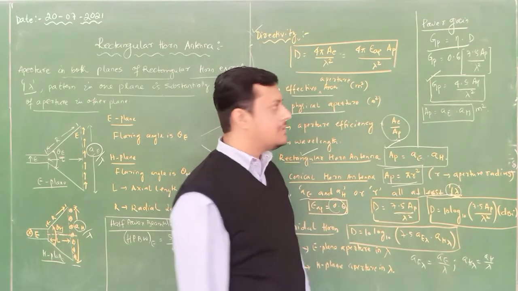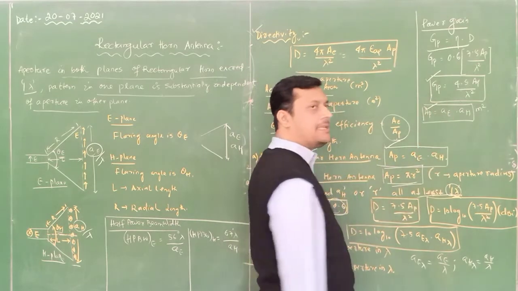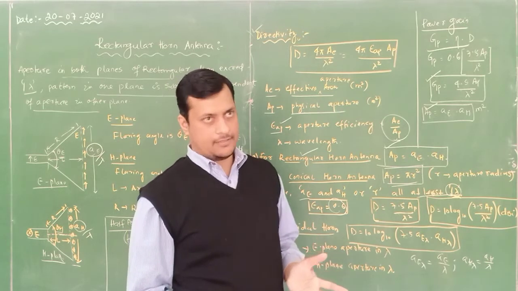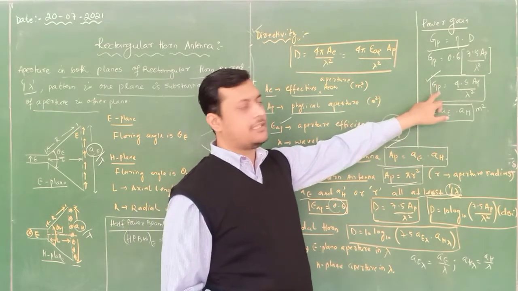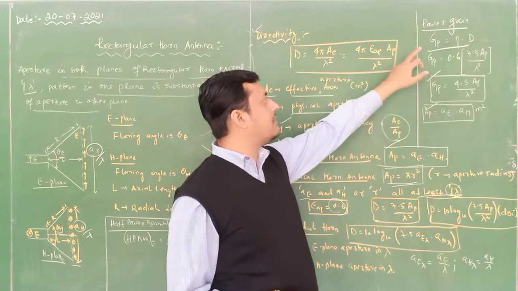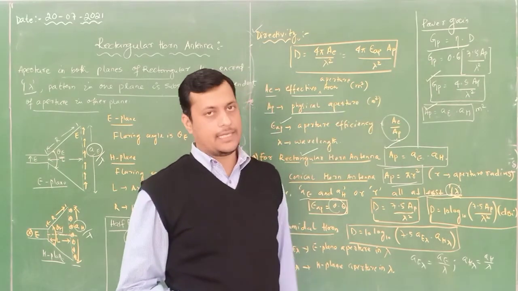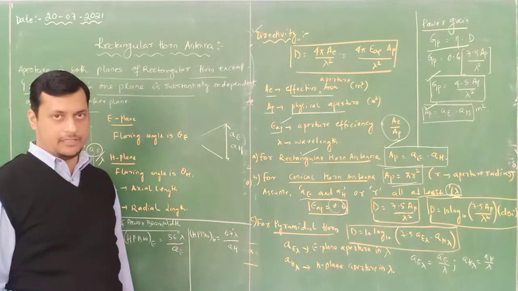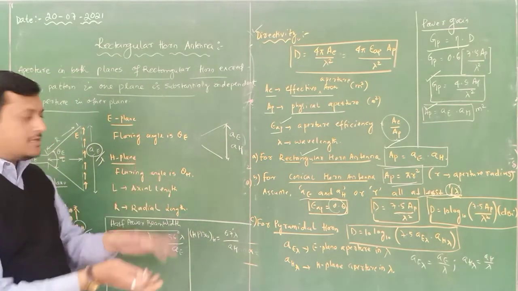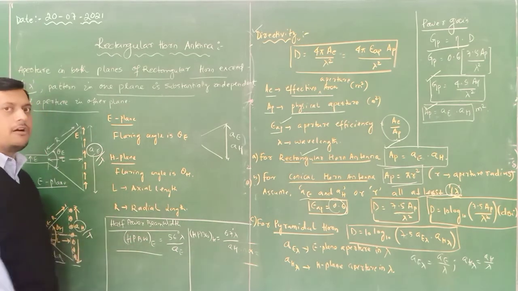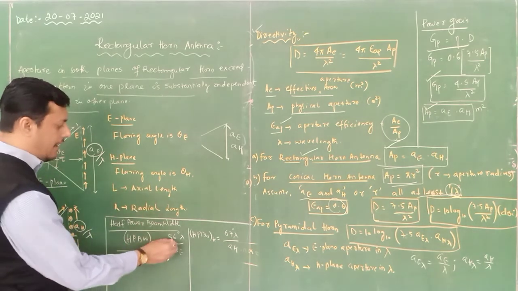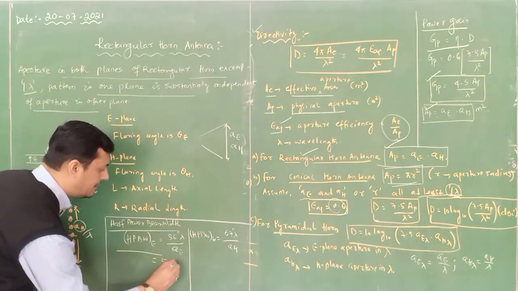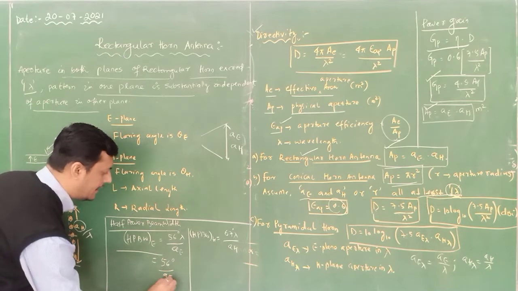Similarly, what is AP? AP is nothing but the aperture cross section AE into AH. So this is my AP, this is my power gain, and depending upon the power gain, efficiency can also be calculated. Now once this is done, the most important factor is the half power beamwidth, because the flaring angle is there. So for the half power beamwidth, if I am considering the E plane sectoral horn, we have 56 degree lambda divided by AE, or I can write 56 degree divided by AE lambda.